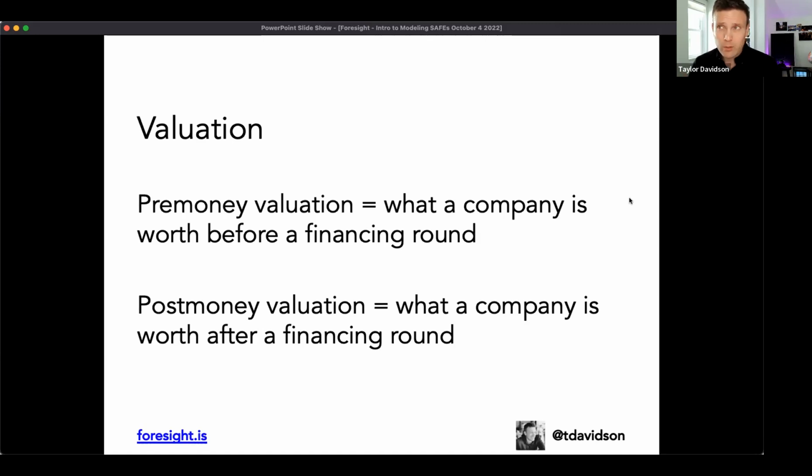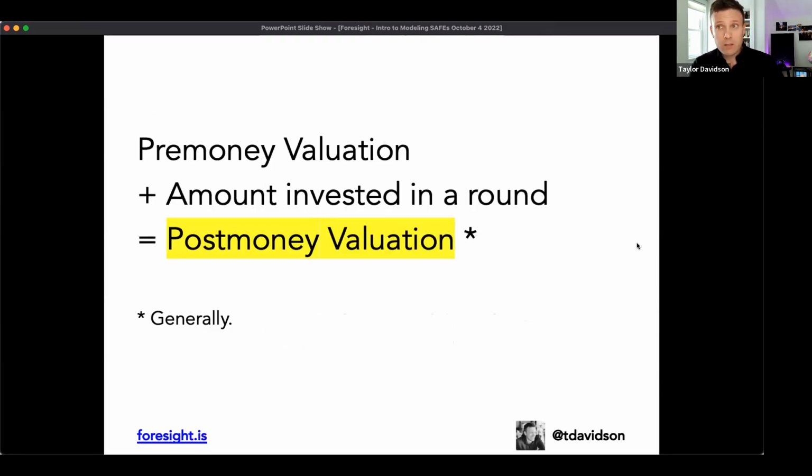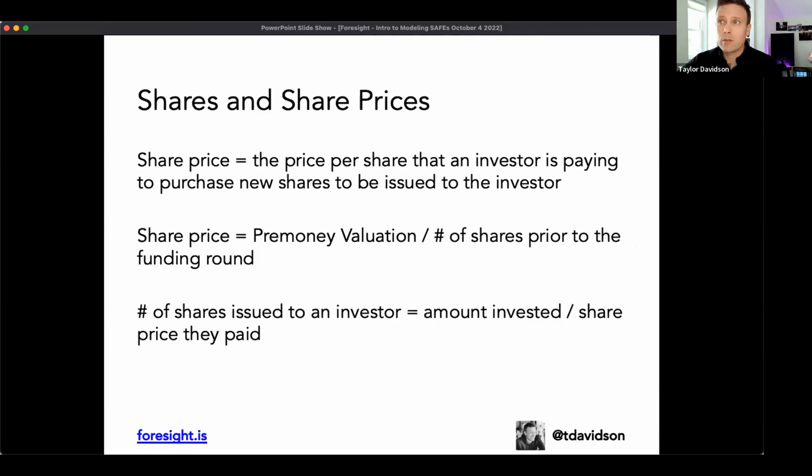There are two terms we typically use around valuations. One is pre-money valuation, one is post-money valuation. The basic difference is that pre-money valuation is the valuation of the company before the financing round. Post-money valuation is the valuation after a financing round. And the way it works is pretty straightforward. It's pre-money valuation plus the amount that was invested in the round equals post-money valuation, generally.